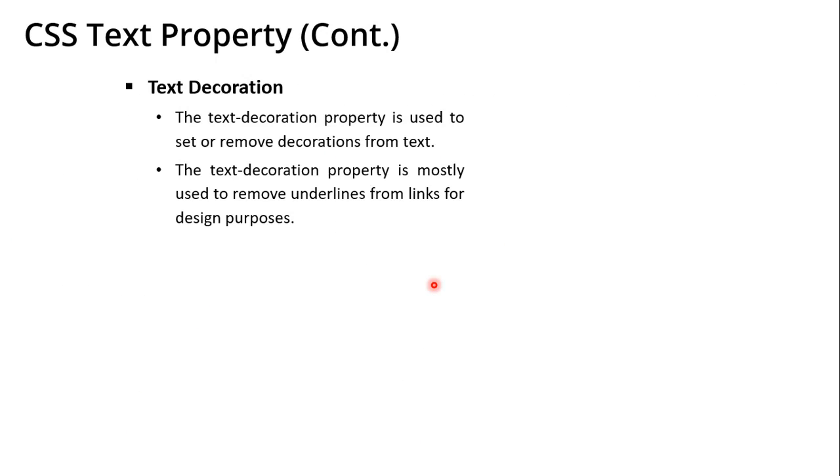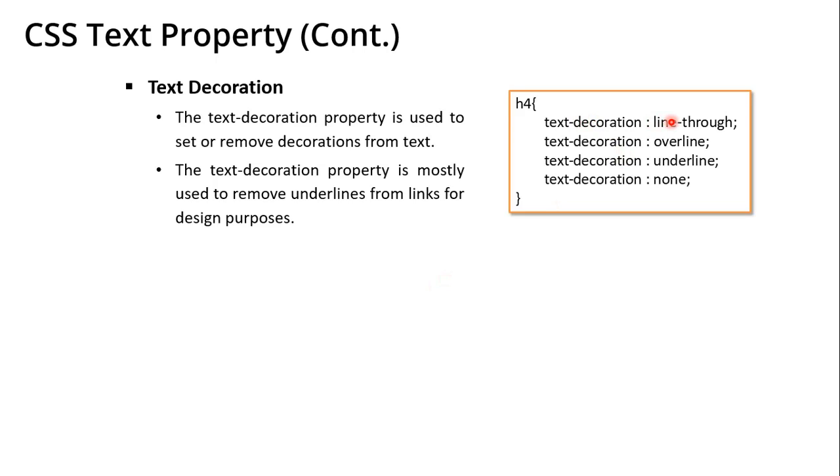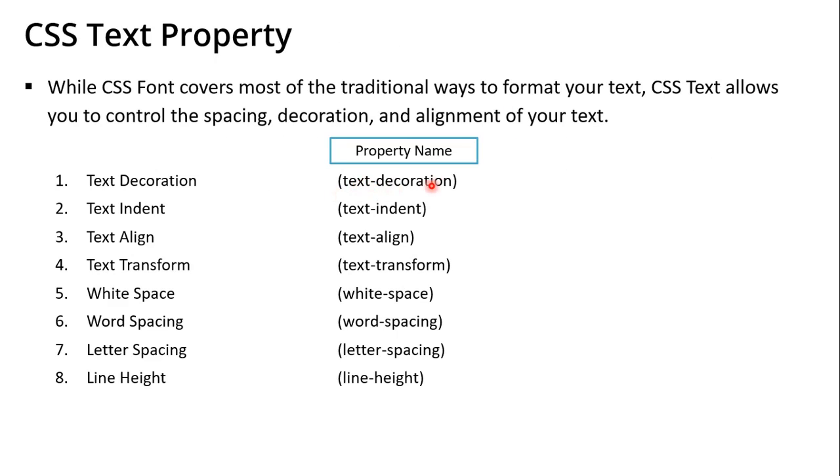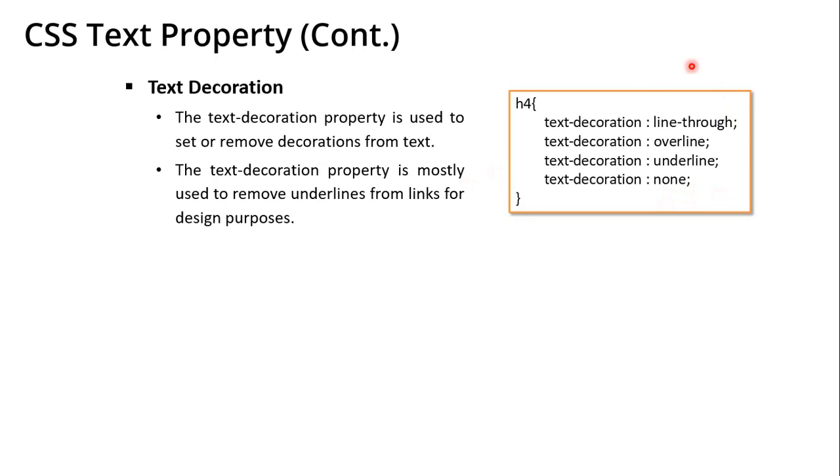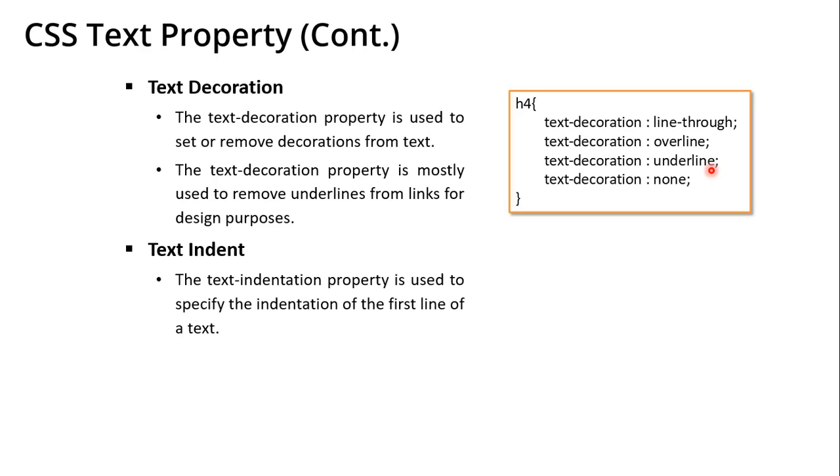So text decoration: overline, underline, none, line-through. You just have to remember the property. After that you have to write the colon, and after that you mention the value according to your requirement. Suppose you want underline, then write underline, like this.